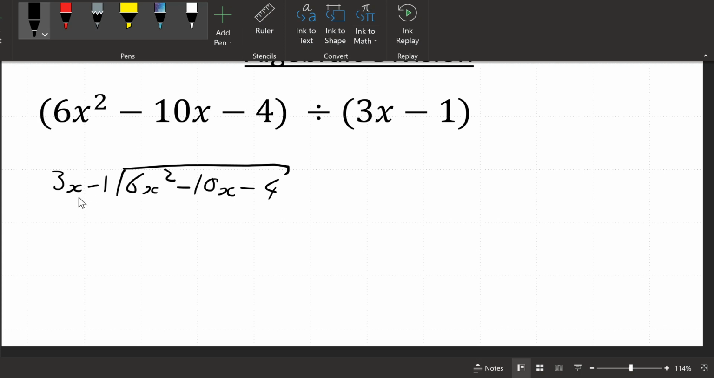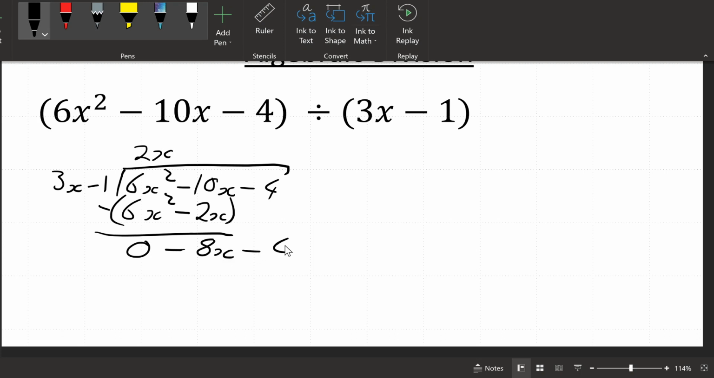Okay, so let's handle this out. Okay, so 6x squared divided by 3x, that's going to give us 2x, right? So we'll get a 6x squared here, okay? And 2x multiplied by negative 1 is going to give us a minus 2x. Okay, so let's pop some brackets around these. And this will cancel itself out. And then take away a negative number. That's the same as adding the number. So negative 10 plus 2x is going to be negative 8x. Throwing that minus 4 there.